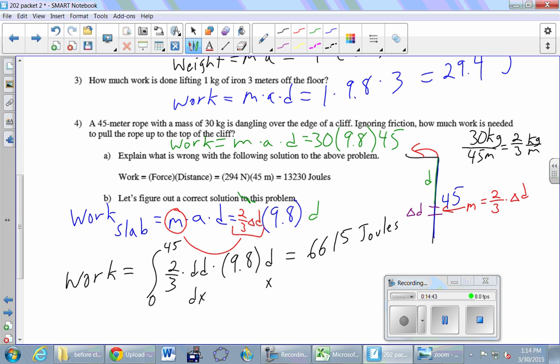It is half, so again, there's a relationship happening here. So first of all, 13,230 was way too big, right? Because we weren't pulling the entire rope up the whole time. So why did it turn out to be exactly half? There's an average thing happening.